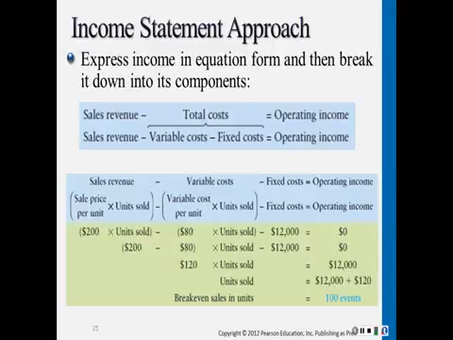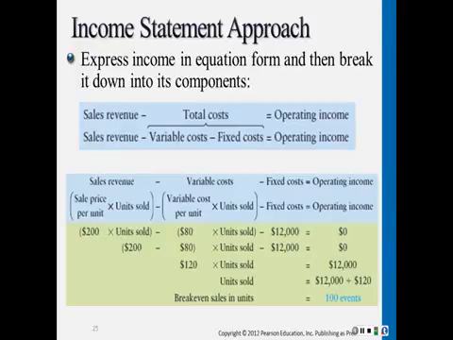to operating income. Sales revenue equals the unit sale price, $200 per event in this case, multiplied by the number of units, events, sold. Variable costs equal variable cost per unit, $80 in this case, times the number of units, events, sold. Greg's fixed costs total $12,000.